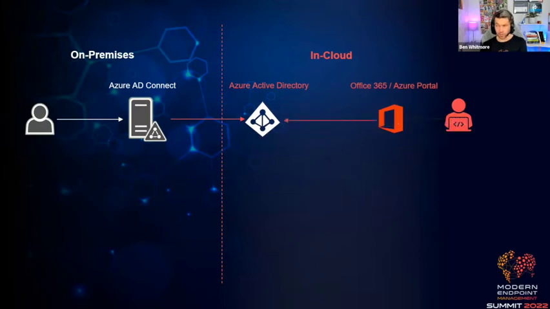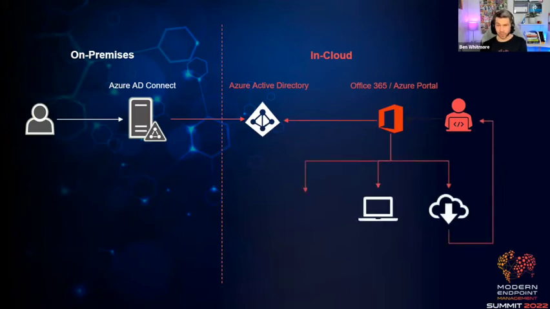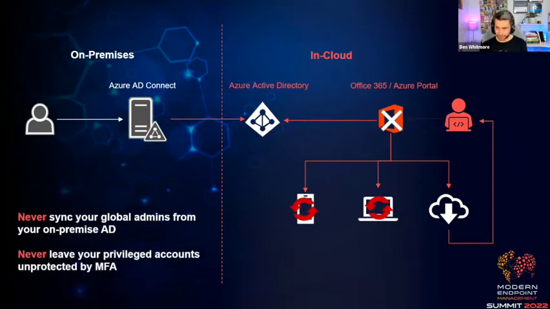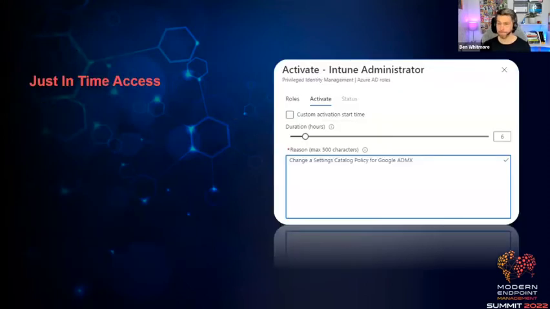They can wipe devices. They can grab data in the tenant. They can wipe the tenant. So this just avoids that kind of lateral attack. If somebody grabs those on-prem credentials, maybe they've got a password sniffer on an IT device, seeing it. Cloud only accounts for those highly privileged admin roles, please. Never sync your accounts. Never leave those privileged accounts unprotected. Always protect them with MFA.